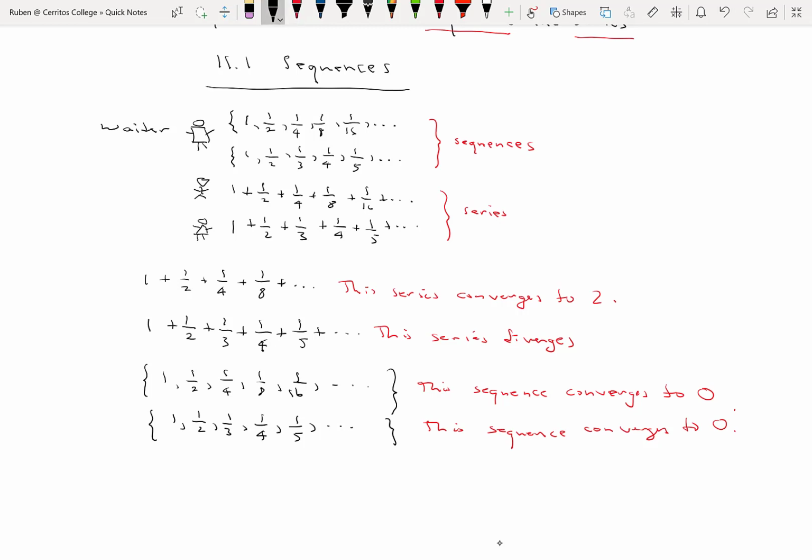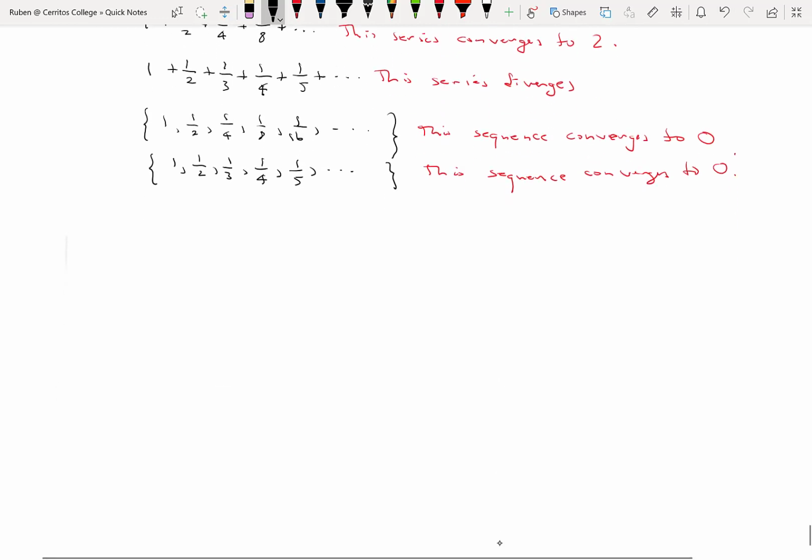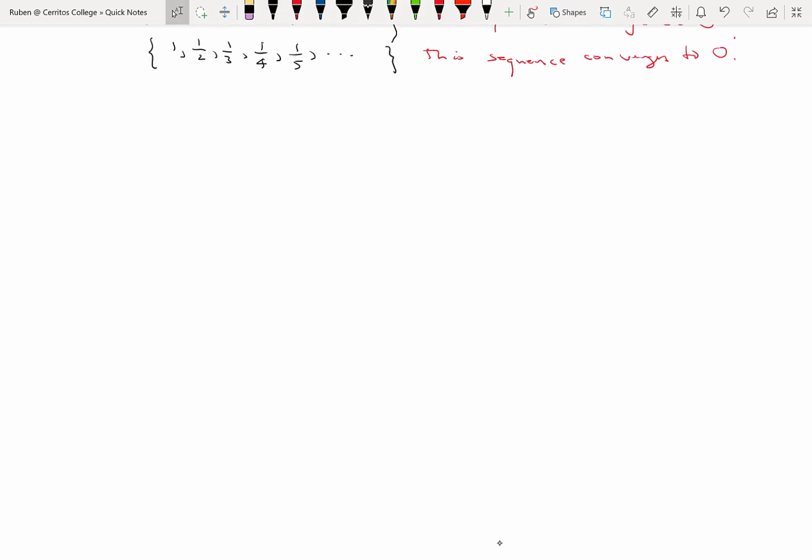So in this section, in fact all of 11.1, is dedicated to a discussion not of series, that's for most of the rest of the chapter after 11.1, but of sequences. So let's talk about sequences, the idea of convergence, and some notation.